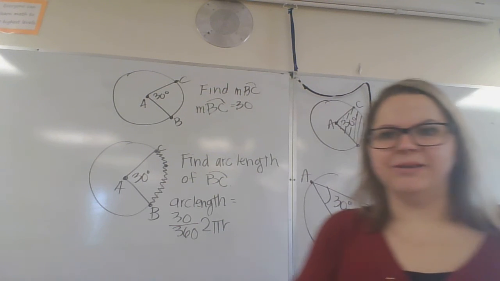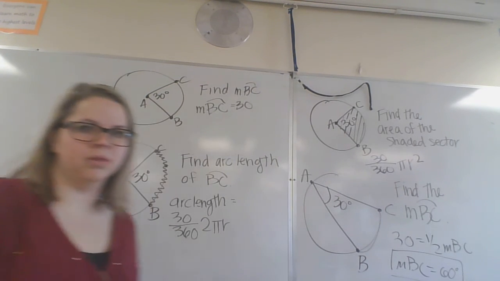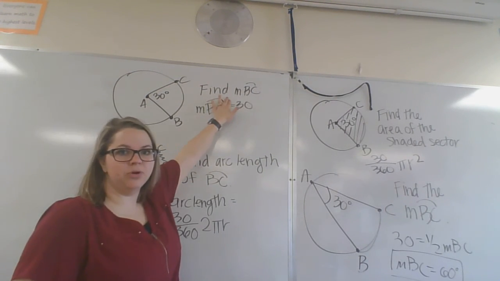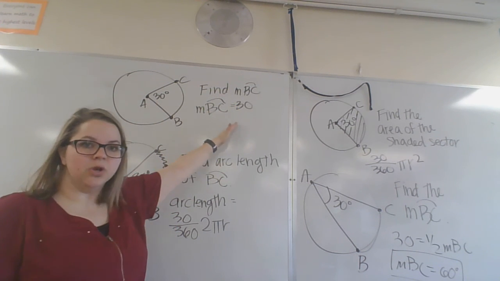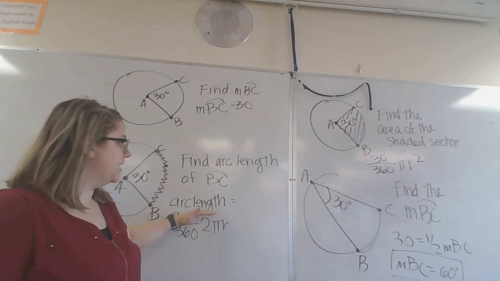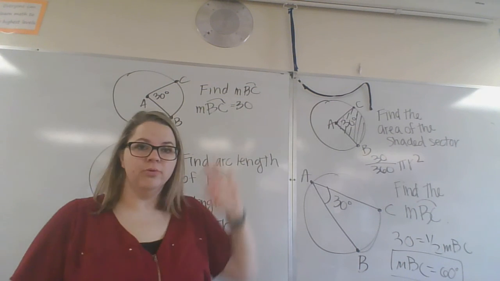I hope that explains that a little bit better. But basically, if you see this symbol, you're just using degrees, no pi's. If you're seeing anything that says arc length or area, you will have pi's in there.